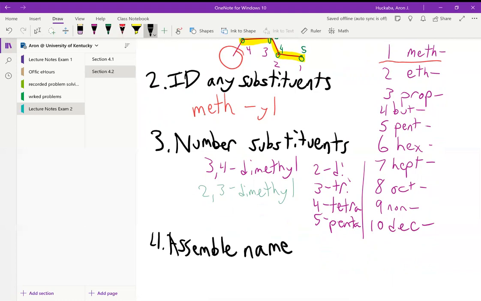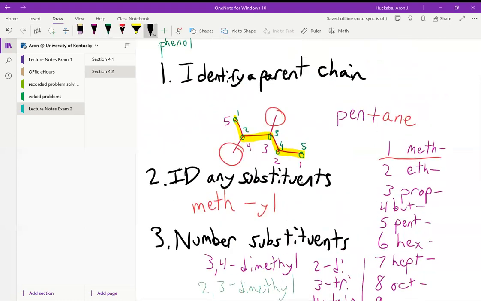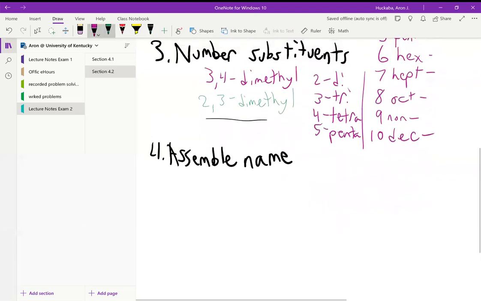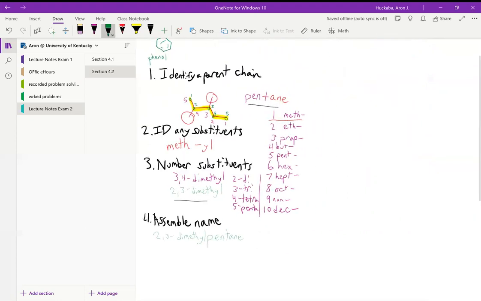And we simply assemble our substituent name here with our parent name that was up here. So then we would have 2,3-dimethylpentane. So that's kind of how you go about naming a molecule.